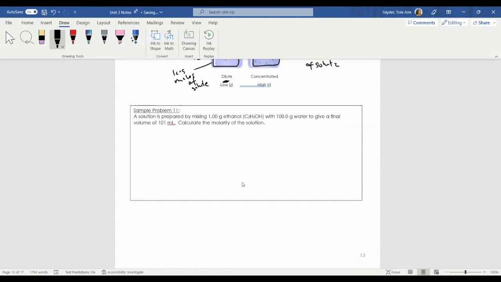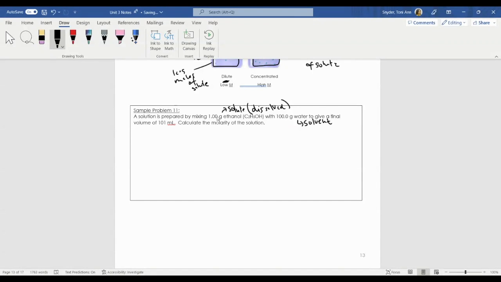Let's try this one right here. A solution is prepared by mixing 1 gram of ethanol with 100 grams of water to give a final volume of 101 milliliters. Calculate the molarity of the solution. So we do have to identify what's dissolving in what. It looks like here ethanol is my solute, and the solute is what is getting dissolved. Whereas my solvent is typically in greater quantity, whatever is doing the dissolving. A lot of times it's going to be water.